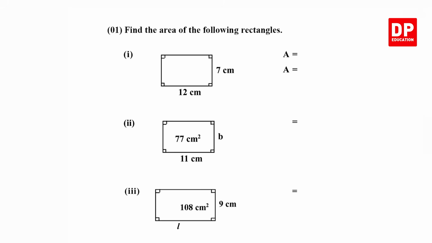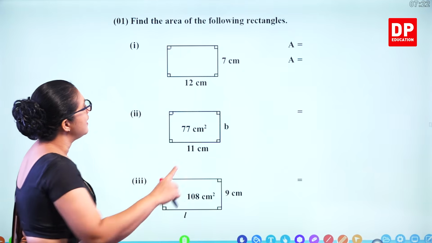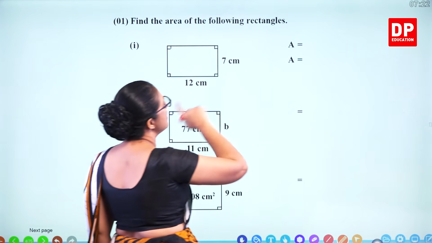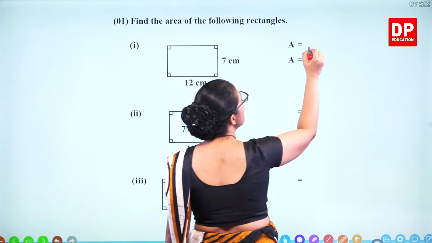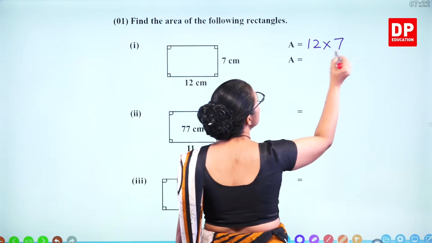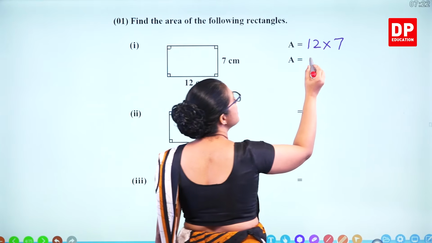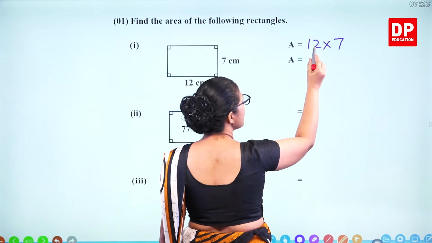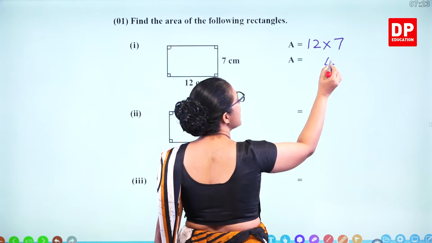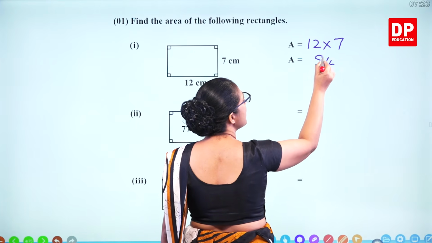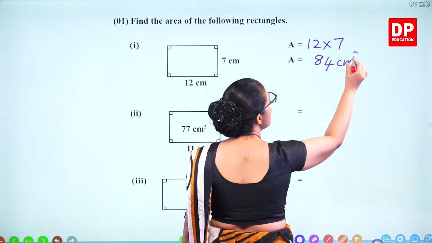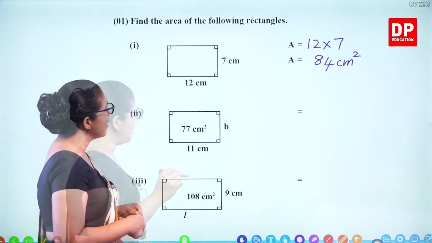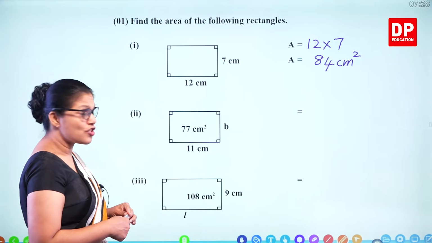Find the area of the following rectangles. Length is 12. Breadth is 7. So 12 times 7. What's the unit here? Centimeter squared, square centimeters. 7 times 2, 14. And 7 times 1, 7 plus 1, 8. 84 square centimeters.